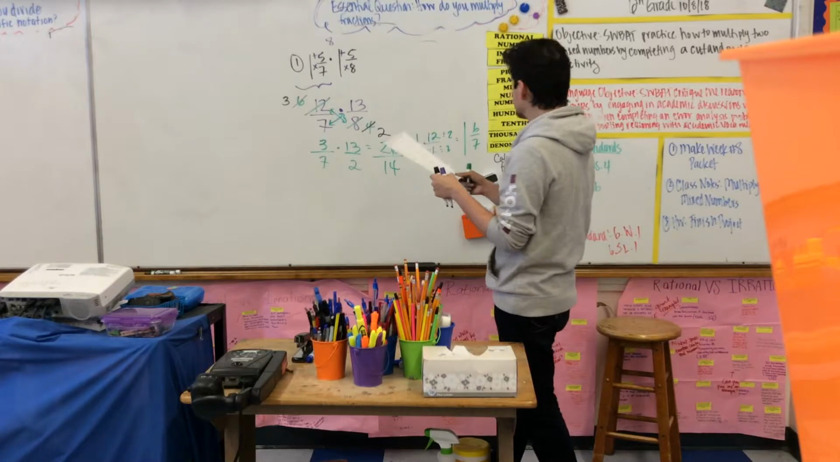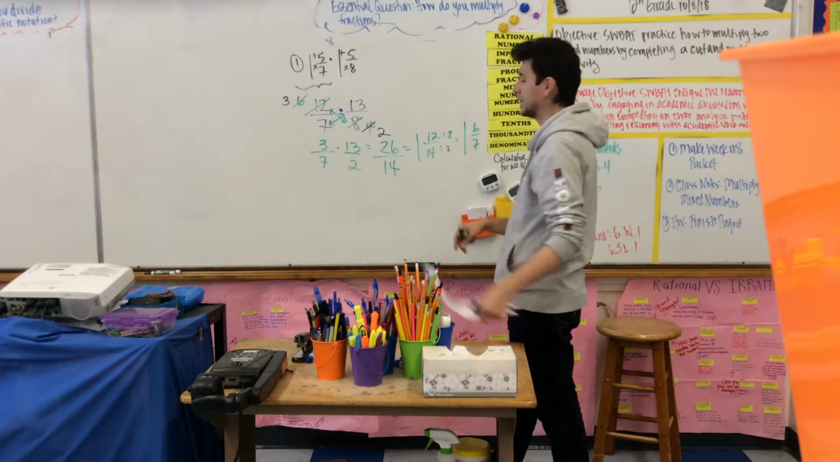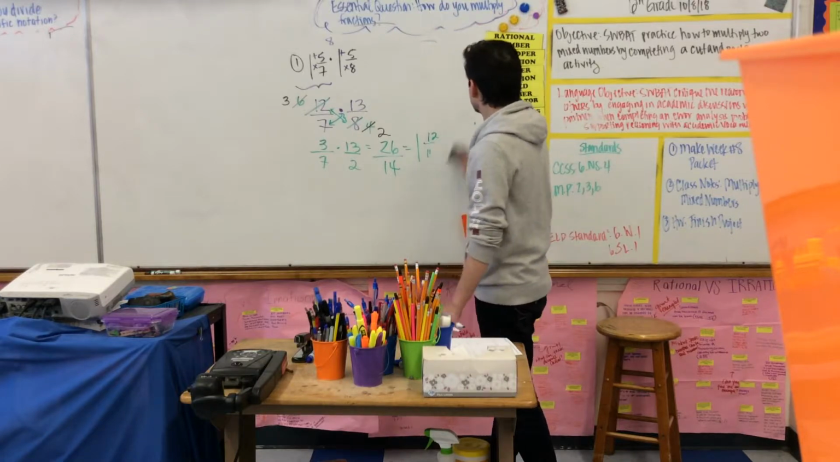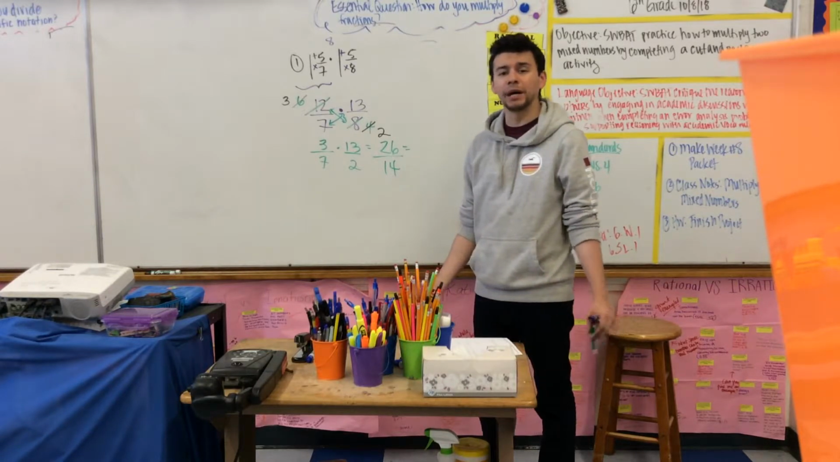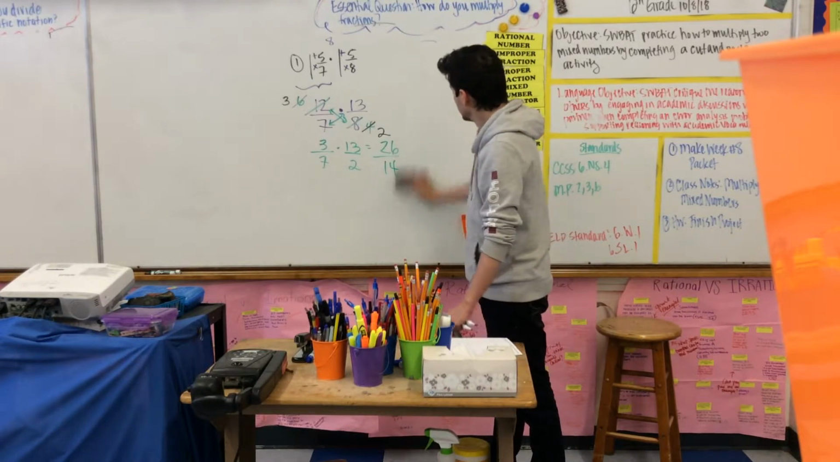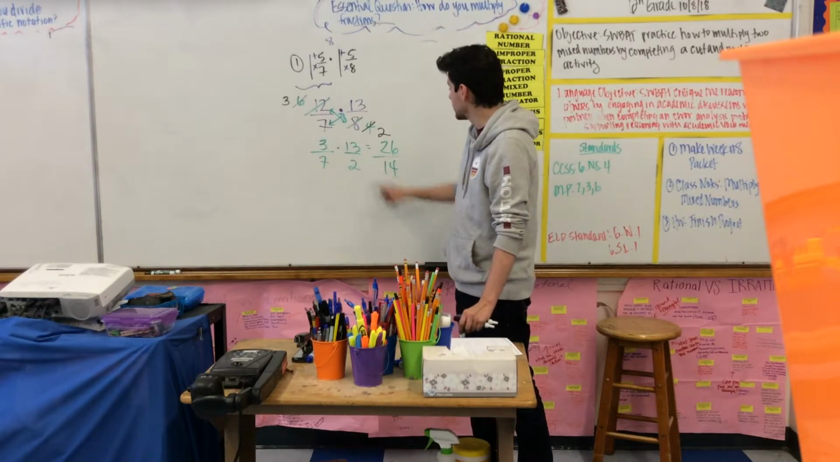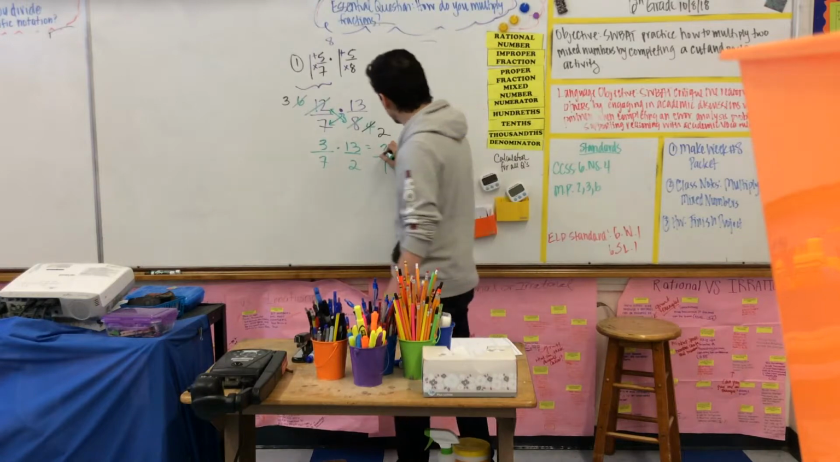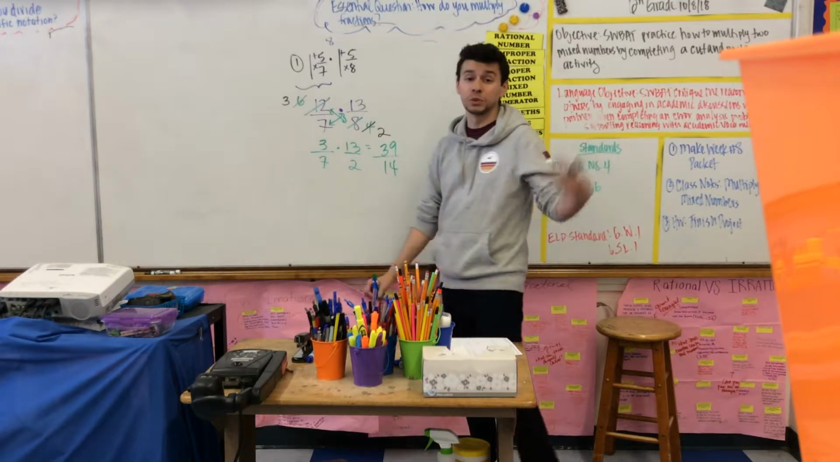Wait, did we make a mistake? Yes, why didn't you guys say anything? See, I'm not going to give up. I made a mistake. 3 times 13 is not 26, Mr. Hernandez. That's 39. I thought it was 2, sorry.